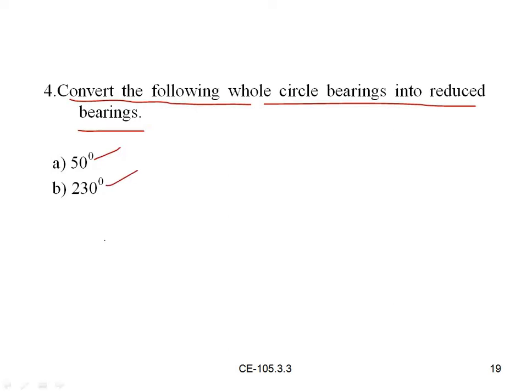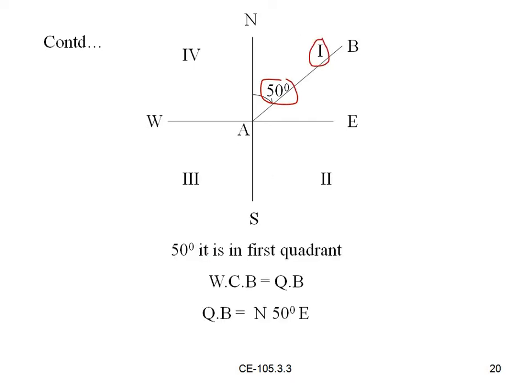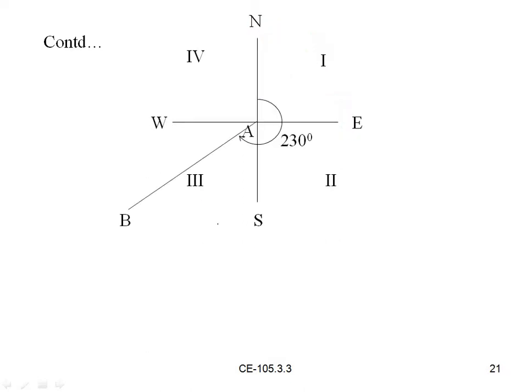So next, another fourth example. Convert the following whole circle bearings into reduced bearings: 50 degrees, 230 degrees, 145 degrees 30 minutes and 325 degrees 30 minutes. So let us see the 50 degrees angle. It is in the first quadrant. So the quadrantal bearing is equal to north 50 degrees east.